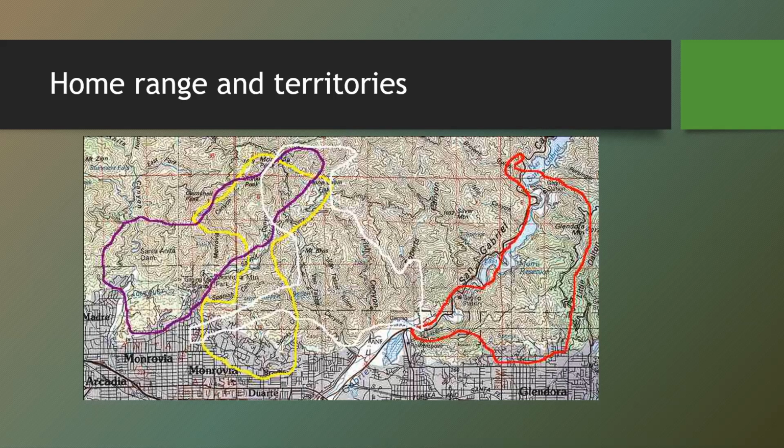You should have said a territory is an area that's protected, while home range is an area that's not necessarily protected. And so a territory and home range can be the same size, or a home range might be just one part of a territory.